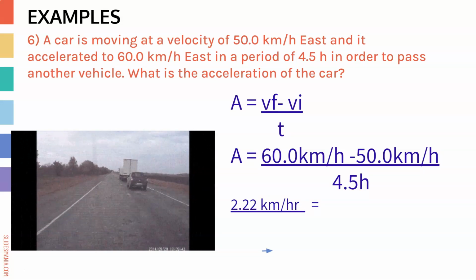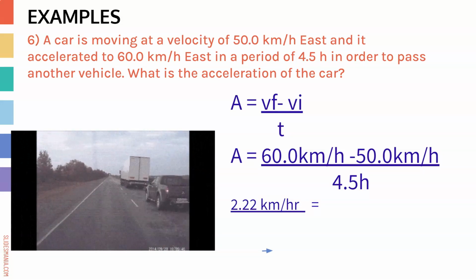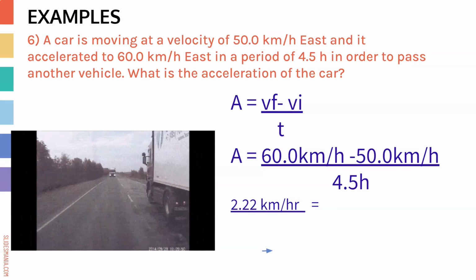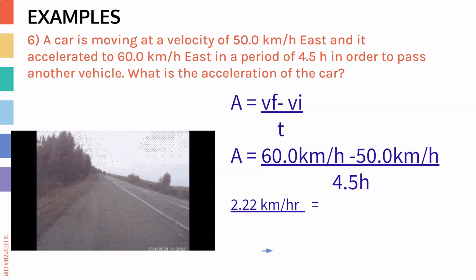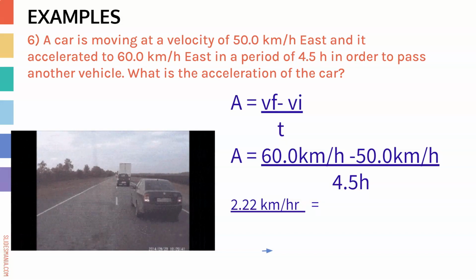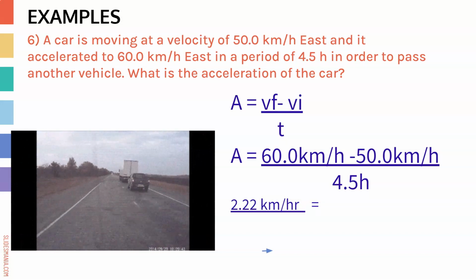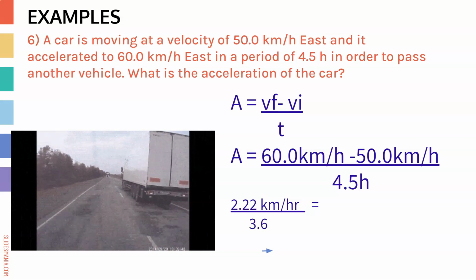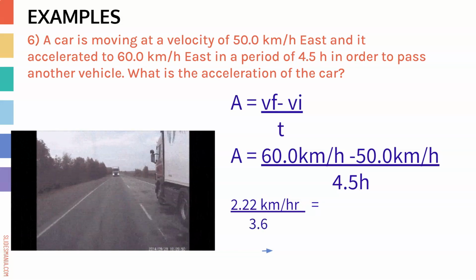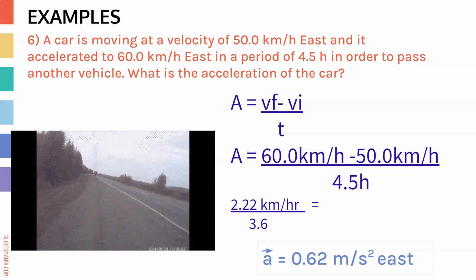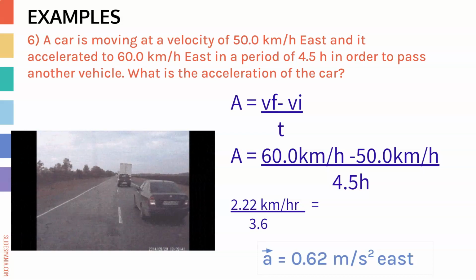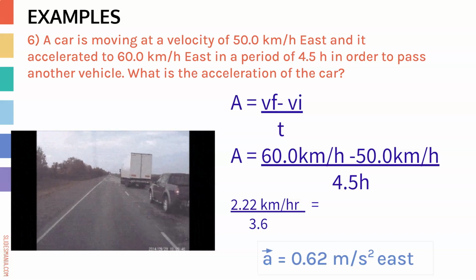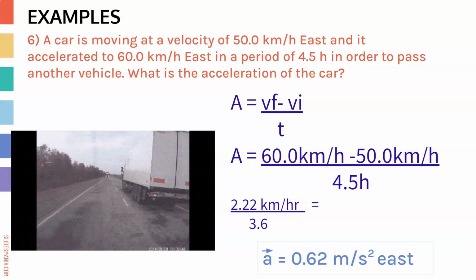Now, what this question is going to ask is what is the acceleration? And we know that acceleration is in meters per second squared. So we did a bunch of conversions in class and we moved from kilometers per hour to meters per second, and then we learned the trick of multiplying or dividing by 3.6. So in this case, we're going to divide by 3.6 and we're going to get our 0.62 meters per second squared east. Because remember, acceleration is a vector, so we are going to show direction.